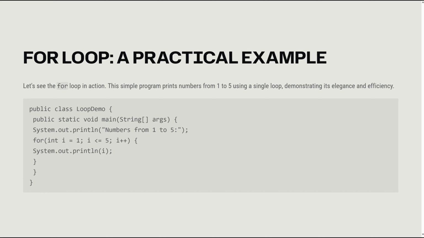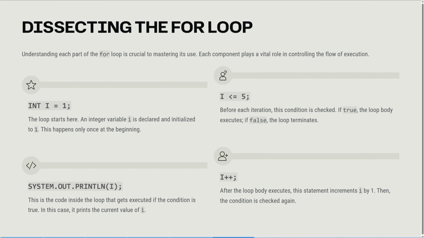First, we declare a counter variable i and set it to 1. The condition i less than or equal to 5 is checked. If it is true, the loop body executes. Inside the loop, the current value of i is printed.